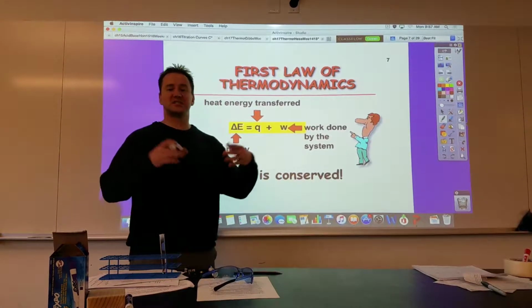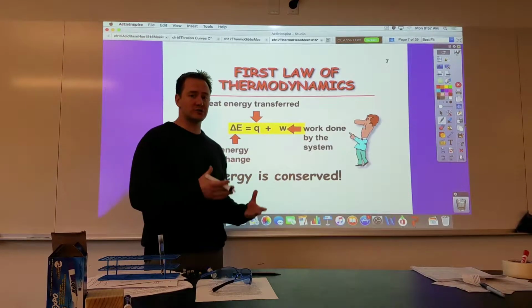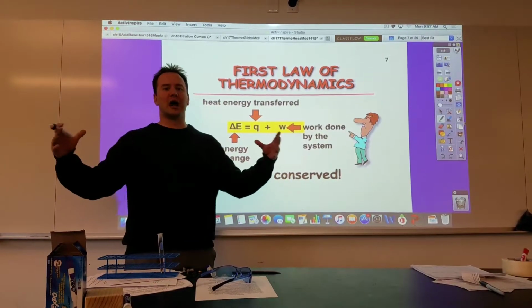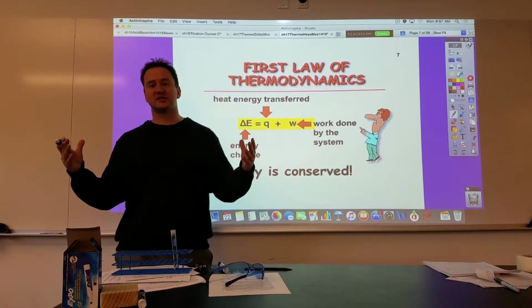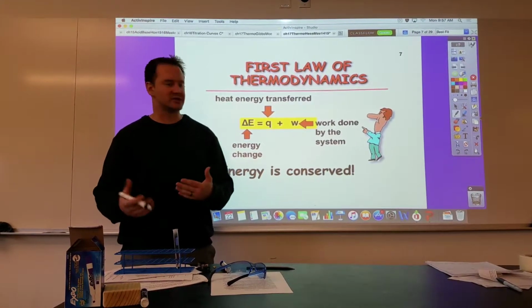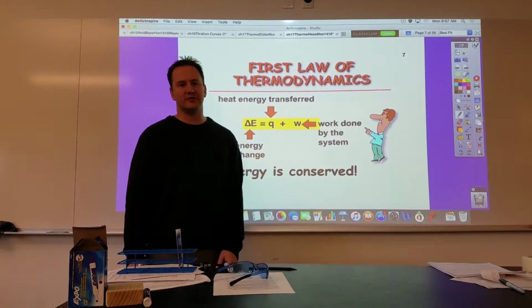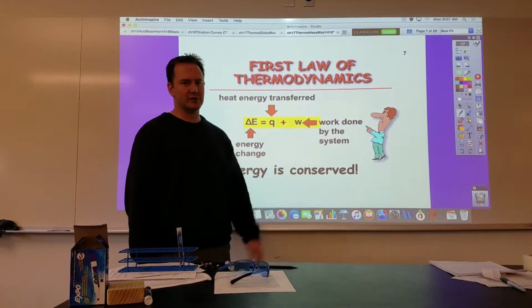If the system is expanding, it's going to be doing work on the surroundings because it's going to be pushing out and making other things move. So if you have a positive volume change for the system, that means it's doing work on the surroundings and would have a negative value for W. So that's why it's negative P delta V.